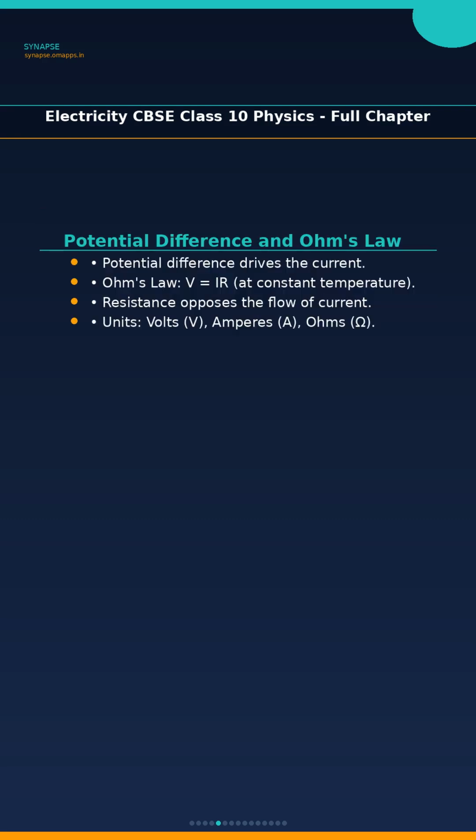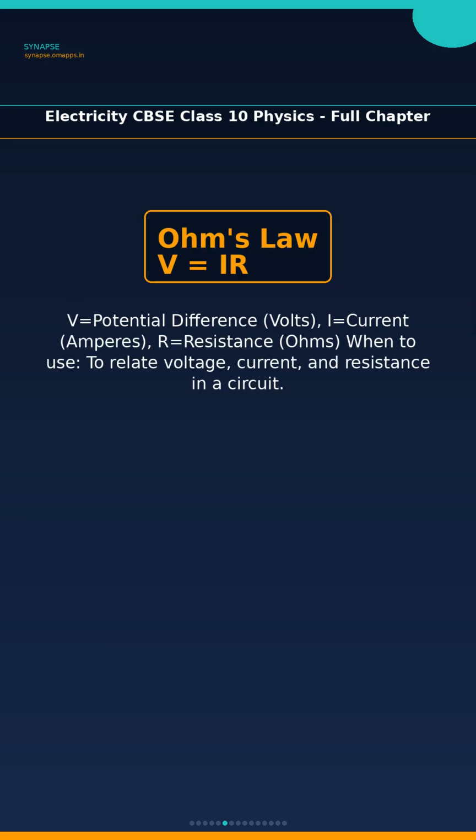Now, let's talk about potential difference and how it relates to current. Potential difference is what drives the current, and Ohm's law gives us a mathematical relationship, V equals IR, where V is the potential difference, I is the current, and R is the resistance. Remember the units too. Ohm's law is V equals IR. V stands for potential difference, measured in volts. I represents current, measured in amperes. And R is resistance, measured in ohms. Use this formula to find voltage, current or resistance in a circuit.